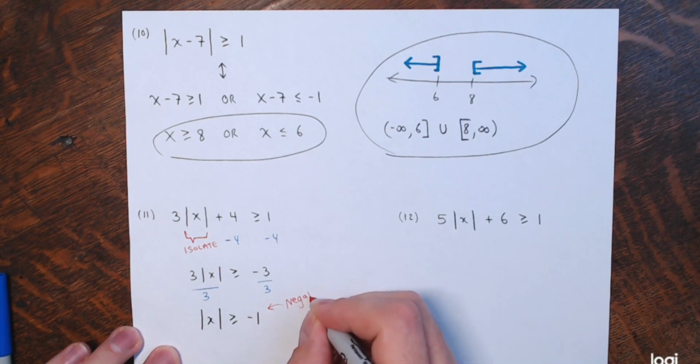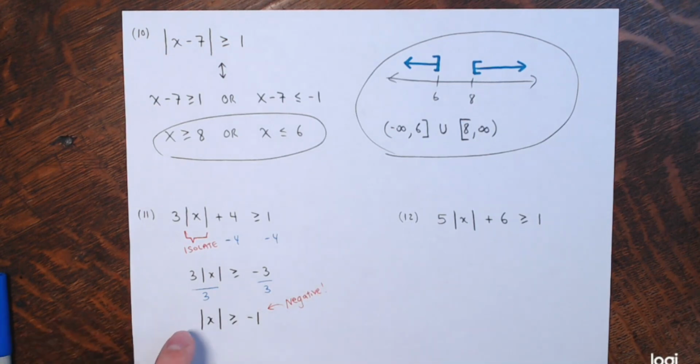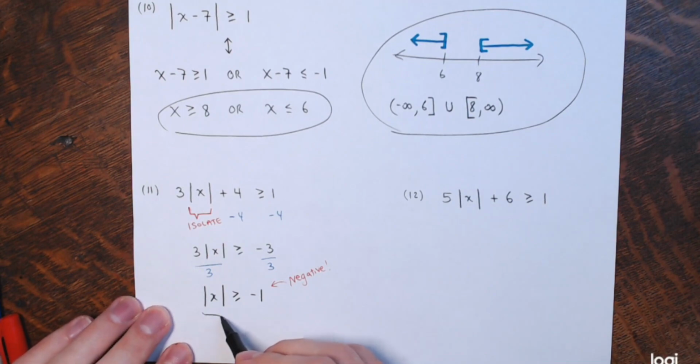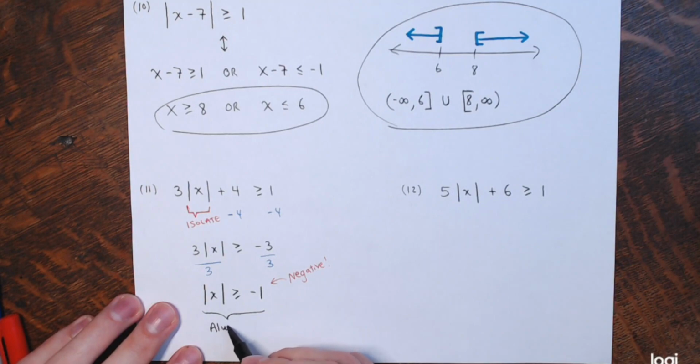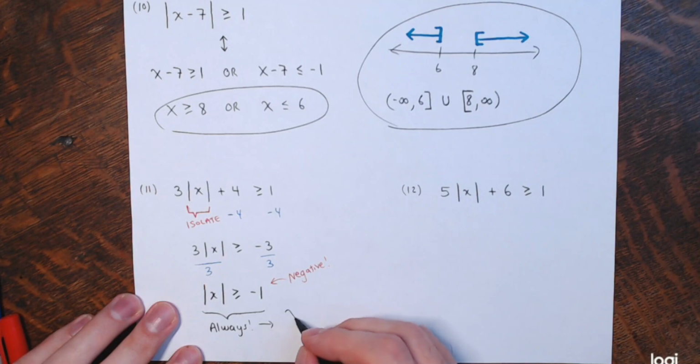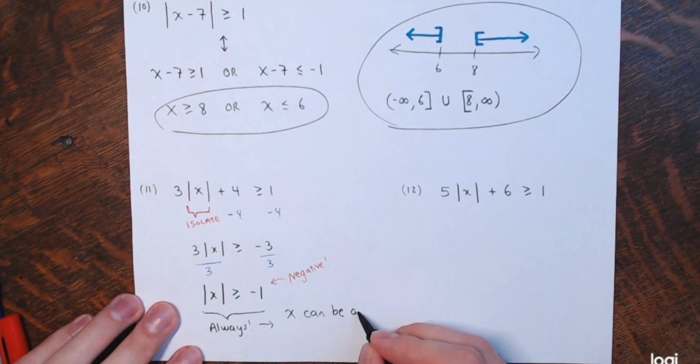And so this is like some examples from earlier in the video. The left side is not negative. Absolute value is not negative. And something that's not negative will always be greater than or equal to something that's negative. In fact, it'll always be greater than something that's negative. So just as before, when you have the absolute value alone on one side is greater than some negative, this is always true, no matter what you pick for x. So x, the variable here, can be any number you want. X can be any real number.